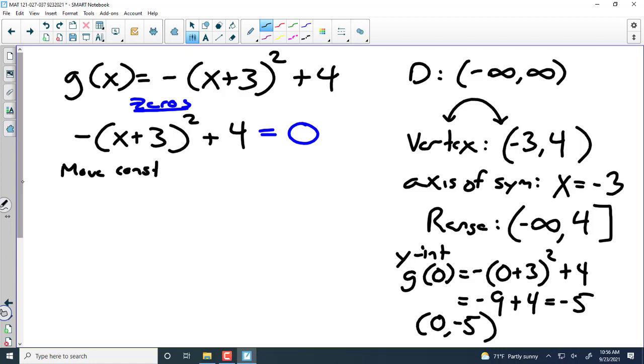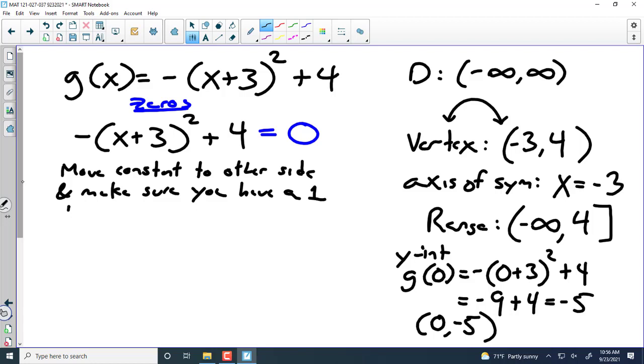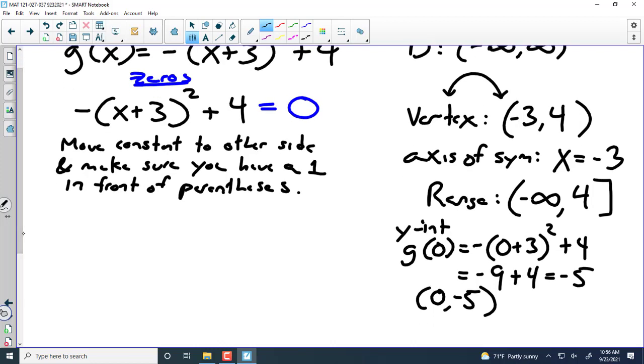Move constant to other side and make sure you have a 1 in front of your parentheses. I know that's a lot of information here. You move the constant to the other side, so I'll subtract 4 from both sides. And then it says make sure you have a 1 in front of your parentheses.